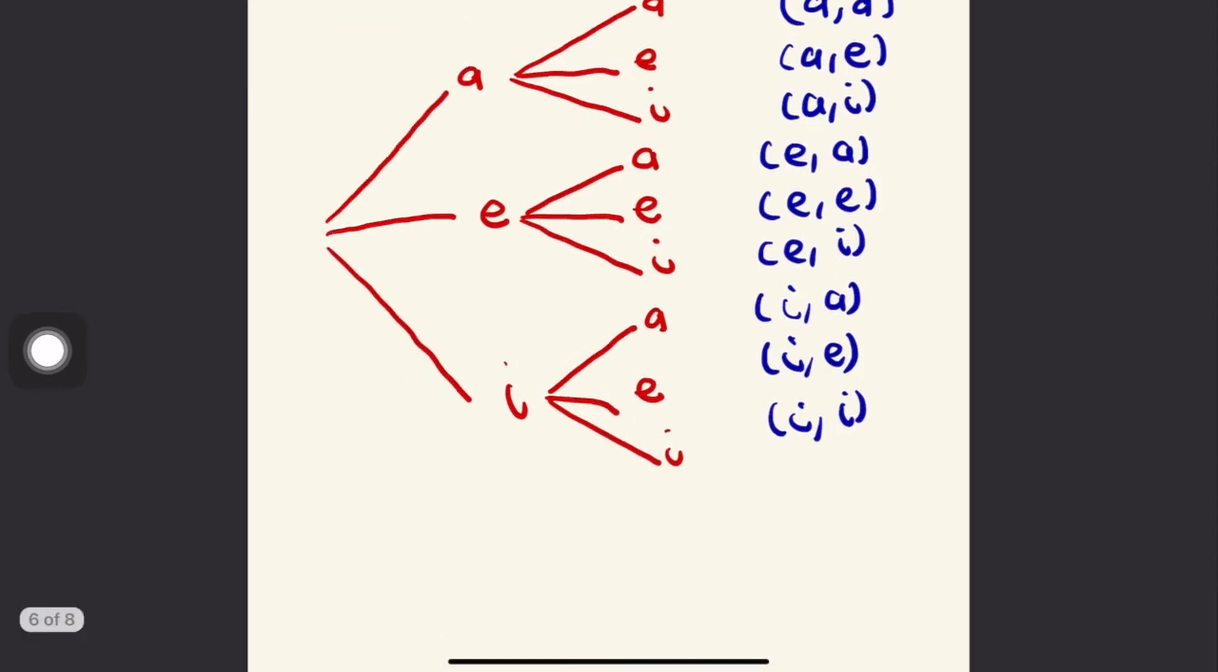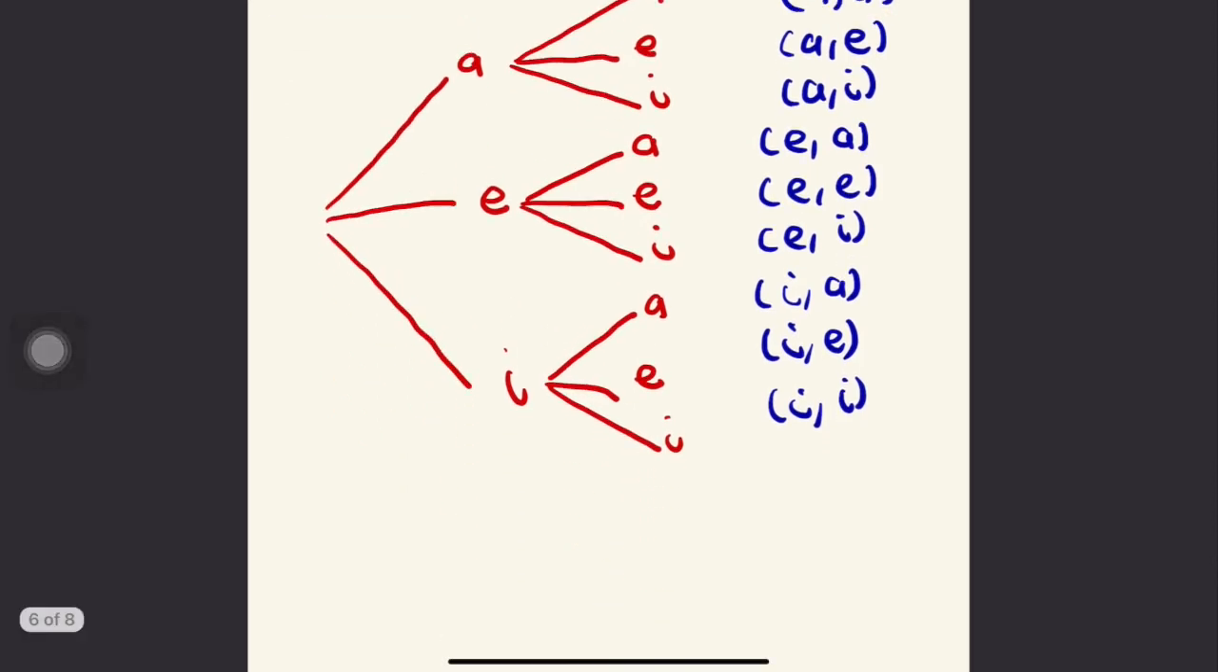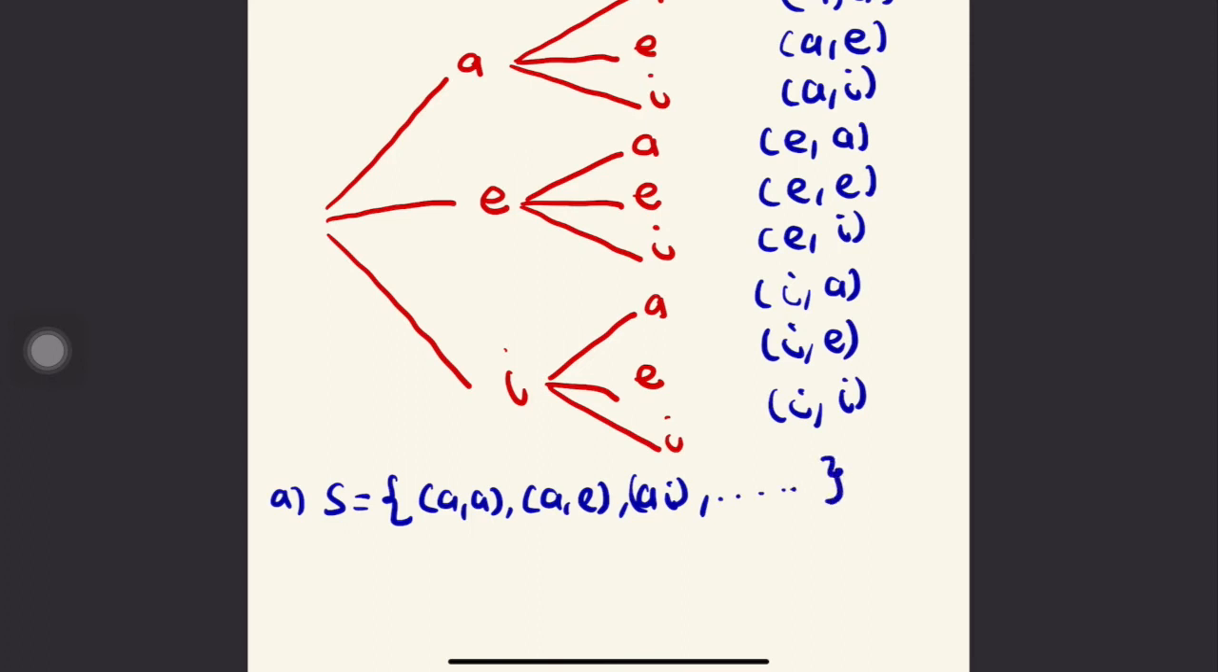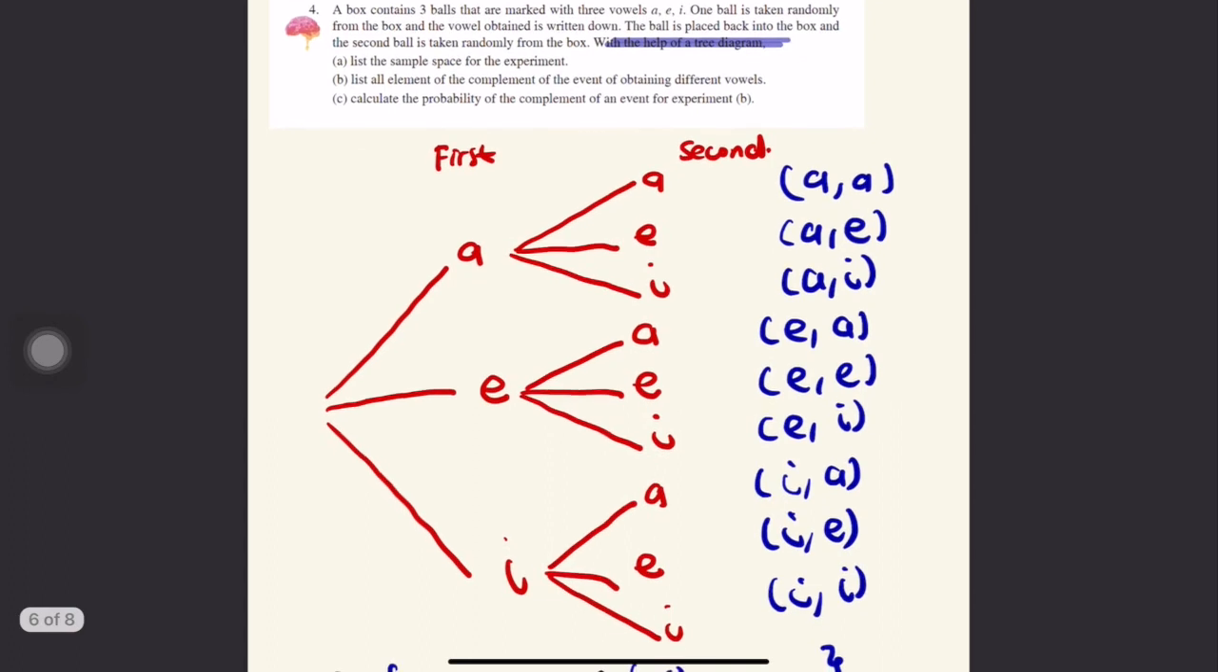Okay, so this is your sample space. So you can write it as S is equals to curly bracket A, E, A, I, and so on. Sampai habis. Okay, boleh? Okay, next B.